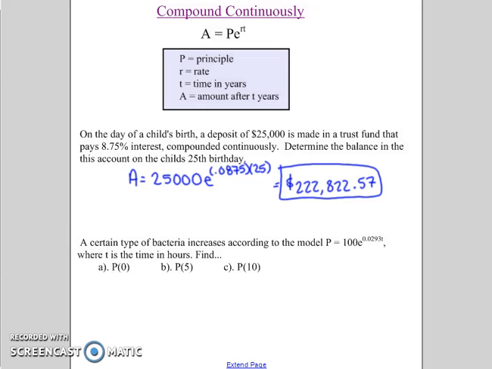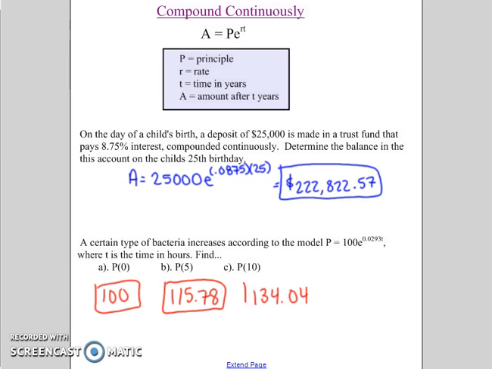So if you plug in 0 for T, you're going to get 100. If you plug in 5 for T, you're going to get 115.78. And if you plug in 10 for T, you're going to get 134.04. So just practice plugging values in to make sure that you can get the correct answers.